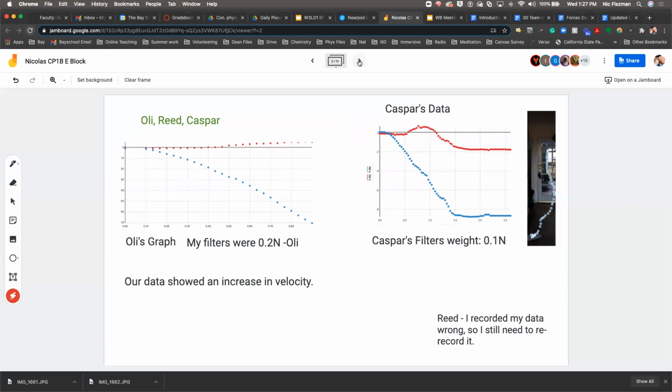But for me and Casper's data, it shows for the most part an increase in velocity, and I think we might have had different filters because Casper's weighed 0.1 newtons and mine weighed 0.2. Okay, so maybe you had different Newton.